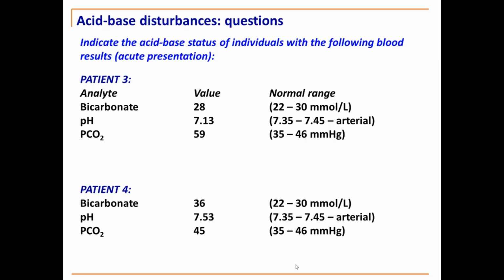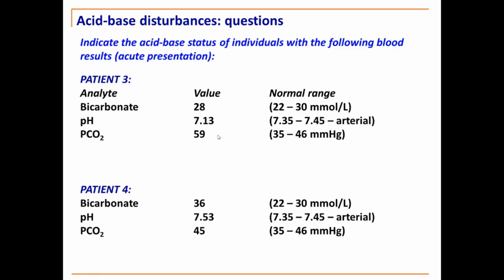Okay, so patient 3. pH is low, so we're going, right, acidosis. Now we look at CO2 and the bicarbonate. Bicarbonate's normal. CO2 is high, so we've got a buildup of CO2, which means we've got an increase in the CO2 generated hydrogen ions, which is leading to a decreased pH. So we're going, it's a respiratory acidosis.